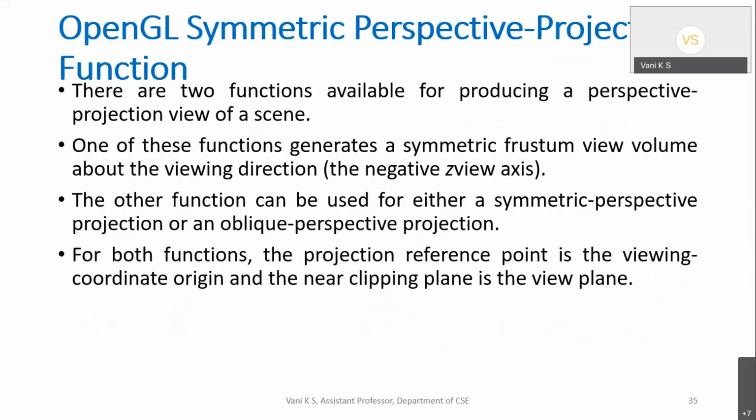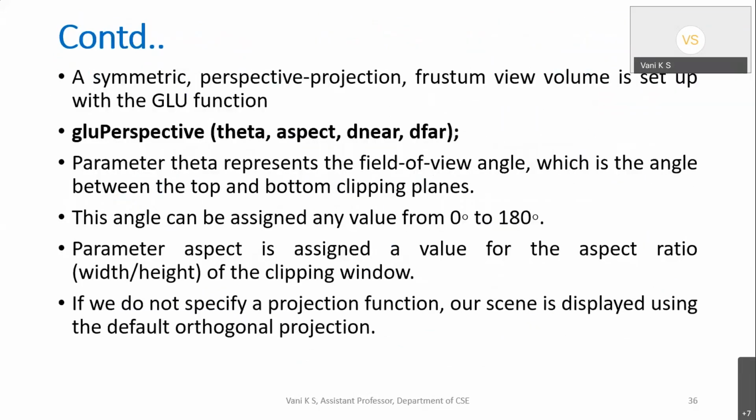If you want to set up a view volume for a symmetric projection, you know that it's the frustum. I told you that symmetric means both sides are the same. So if you want to set up a symmetric frustum, this is the function: gluPerspective. Any angle in the range of 0 to 180 can be assigned.